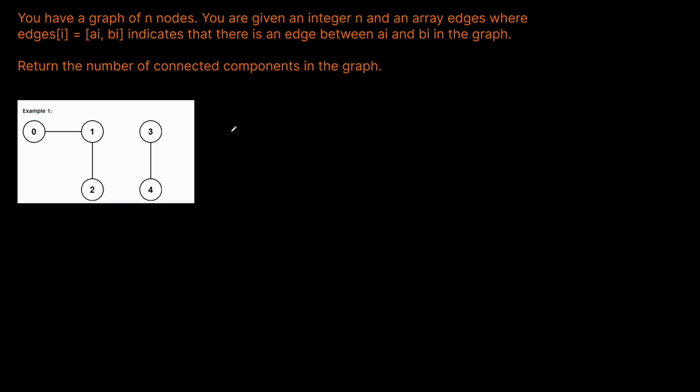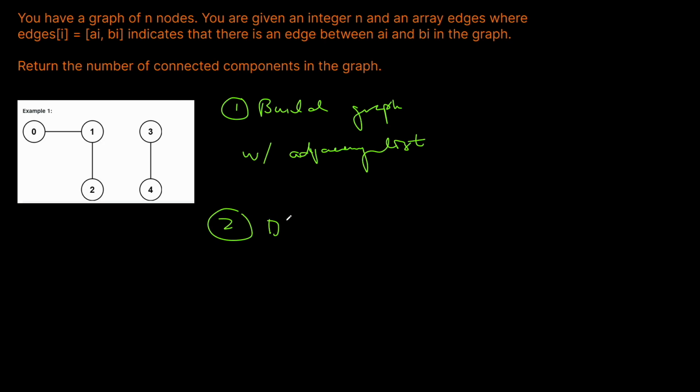This is a really good question to learn graphs because of how simple it is. And the first thing that you want to do is just build the graph, right? We're going to build the graph with an adjacency list representation. And then the second thing we want to do is just perform a DFS. Let's just say we have these nodes 0, 1, 2, 3, 4, right? These are the nodes in our graph. And we're going to build our graph so we know what's connected to what.